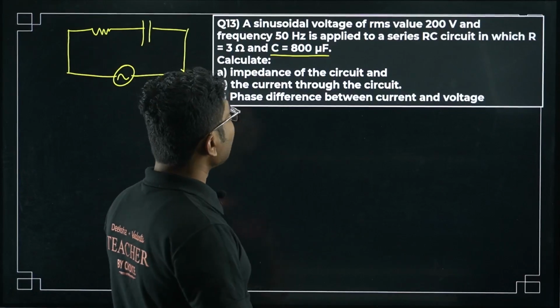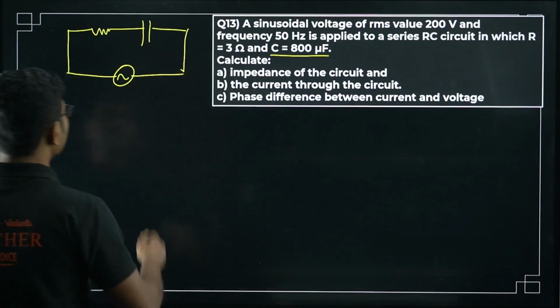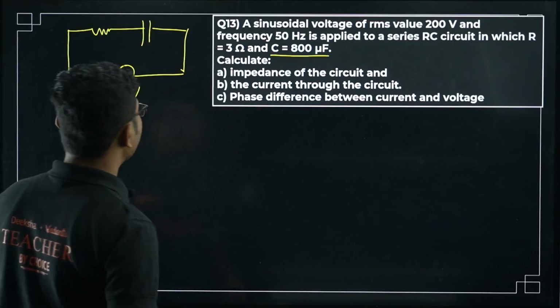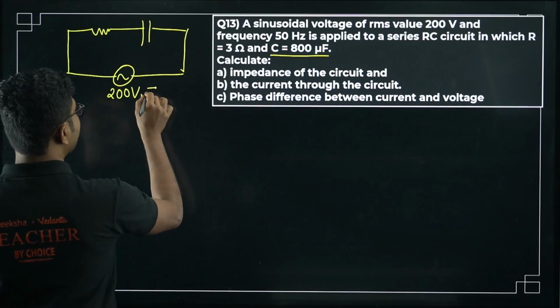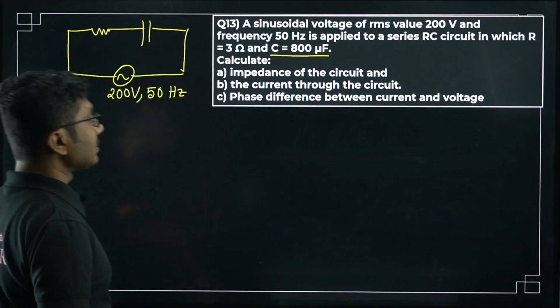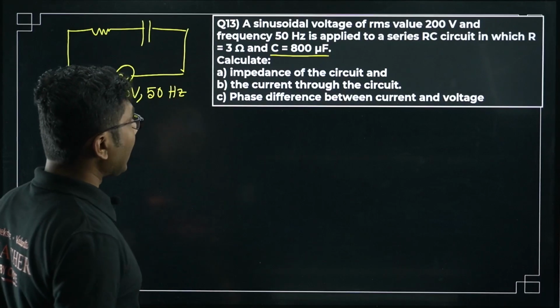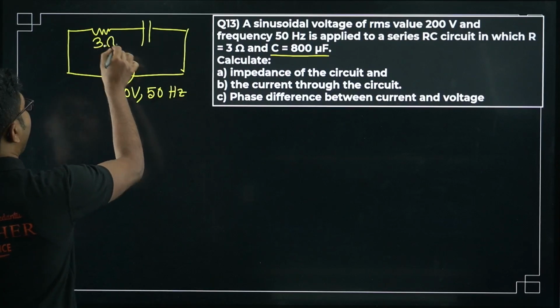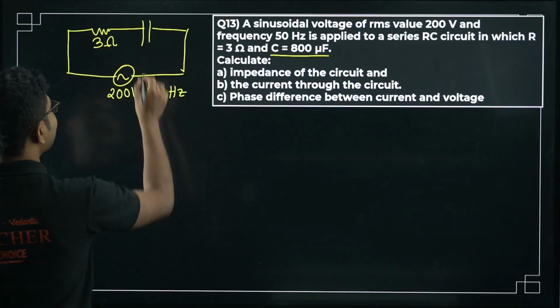So sinusoidal voltage of RMS value 200 volts. So RMS value is 200 volt, the input voltage. Frequency is given 50 Hz. In most cases, so far in whatever we have solved, the voltage was not required at all. Applied to a series RC with R is 3 ohm and C is 800 microfarad.